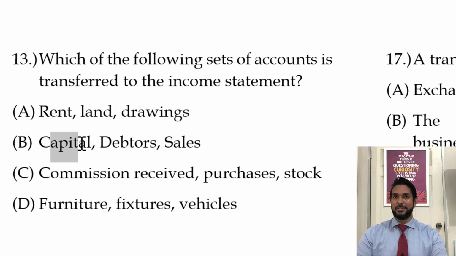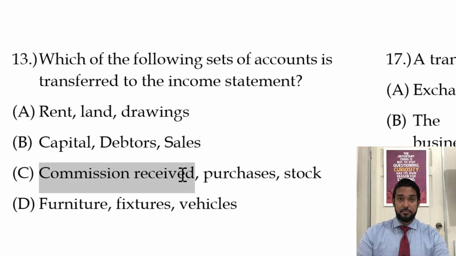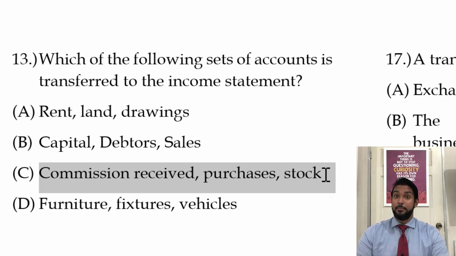Capital, well, that one is out one time. Debtors, nope, that's an asset. Sales, yeah, but the first two, no. Commission received, yeah. Purchases, that's an expense. Stock, whether it's opening or closing, both of them will be in the income statement. It's opening that is transferred to the income statement, and closing is transferred from the income statement, by the way. So C is the answer here.